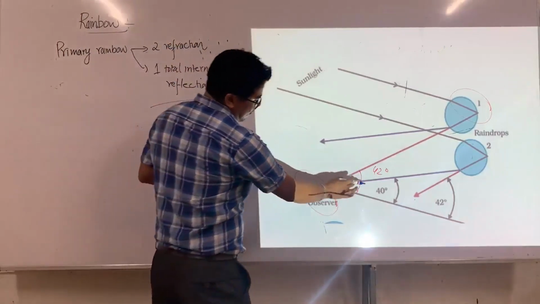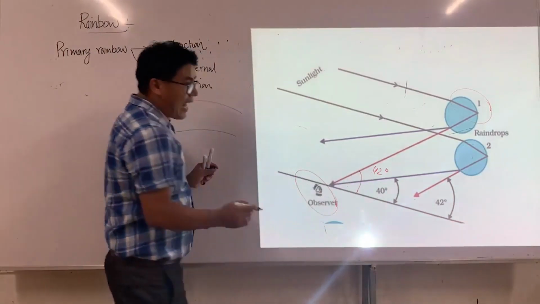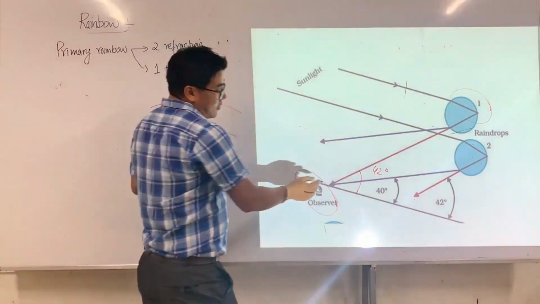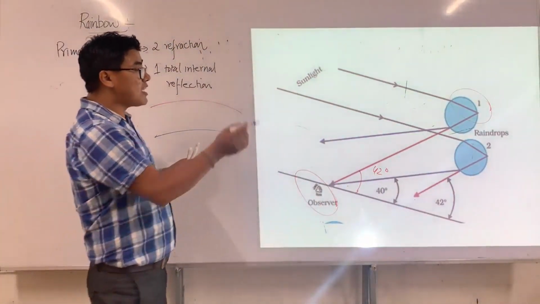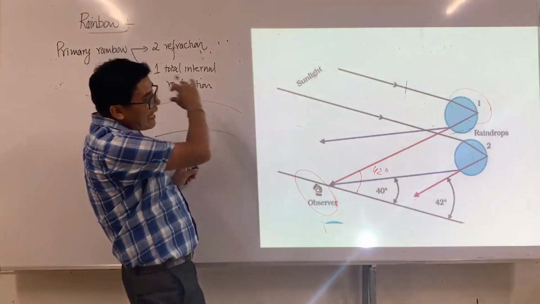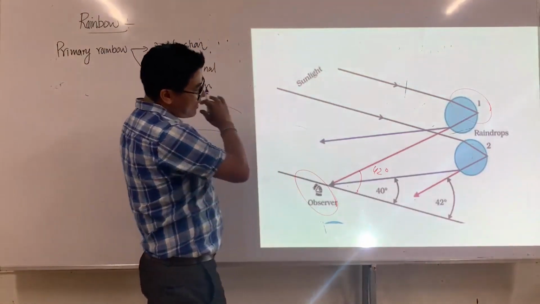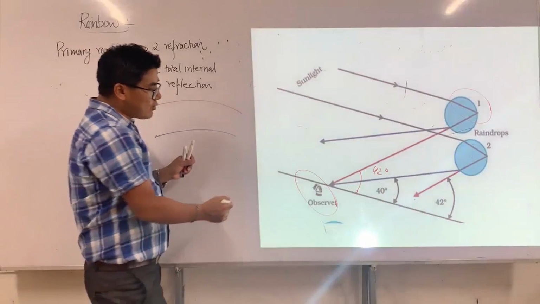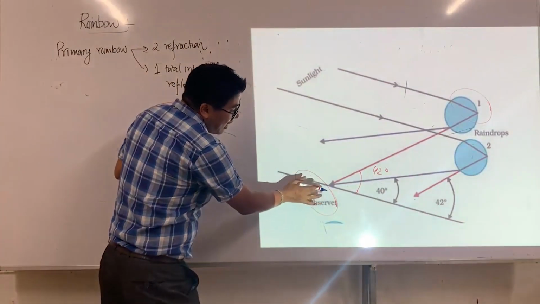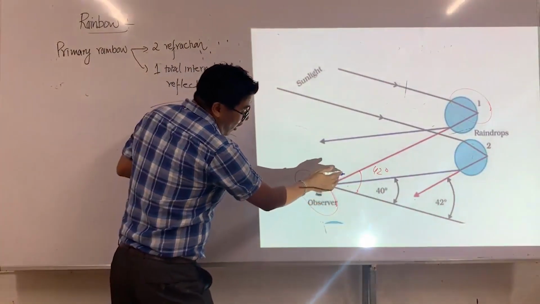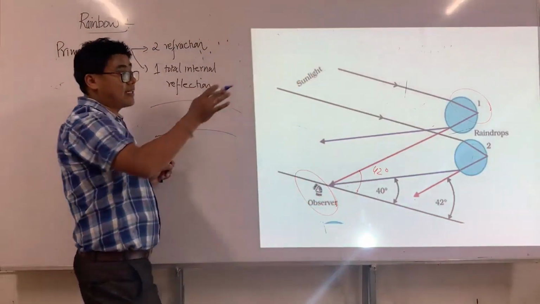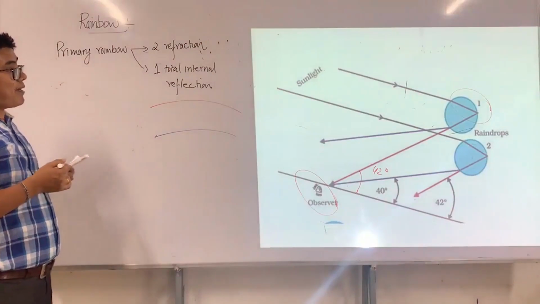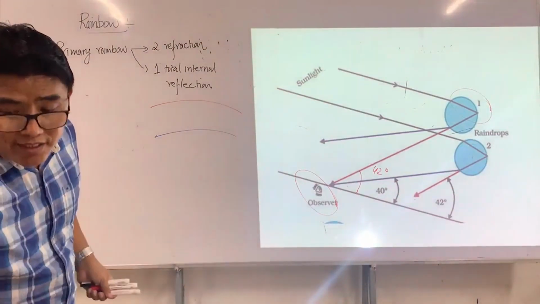So the angle should be from 40 degrees to 42 degrees. Angle with respect to what? With respect to the incident sunlight. So if you see here, along a range of angles 40 to 42, you can see a rainbow. This is a primary rainbow.